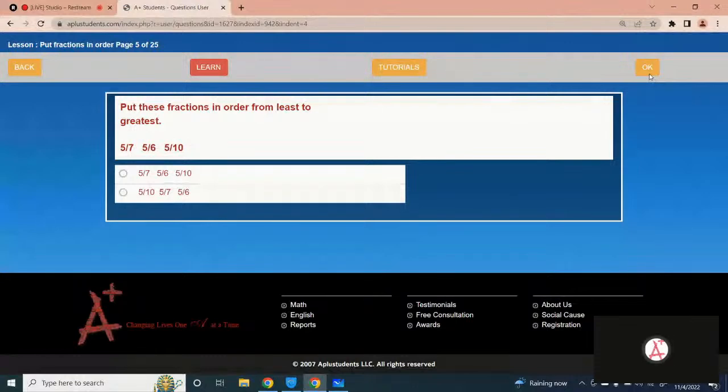Put these fractions in order from least to greatest. So 5 by 7, 5 by 6, and 5 by 10. So which option is the correct one from least to greatest?